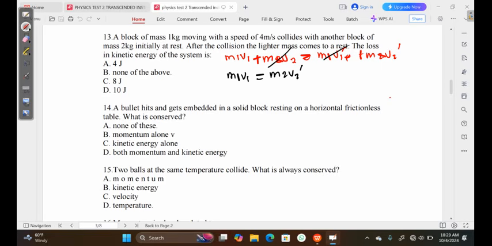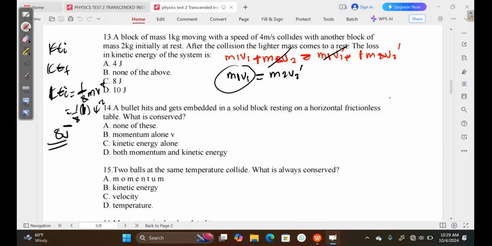The issue here, guys, is this: we want to find the energy which was being lost. So we need first to find the kinetic energy initial and kinetic energy final. To find the kinetic energy initial, we are going to use this information, which is kinetic energy initial equal to half the mass times v squared. What is the mass? The mass is 1, the v is 4 squared. 4 squared is 16. 16 divided by 2 is 8. So the initial is 8 joules.